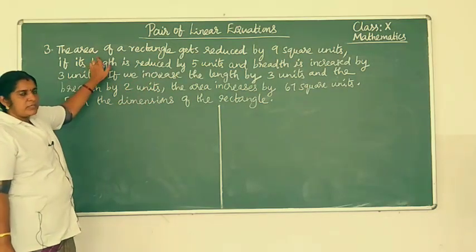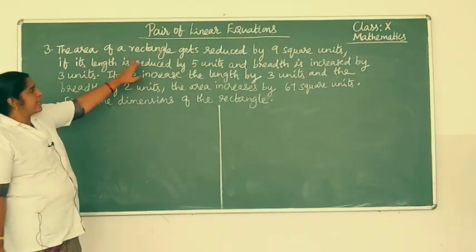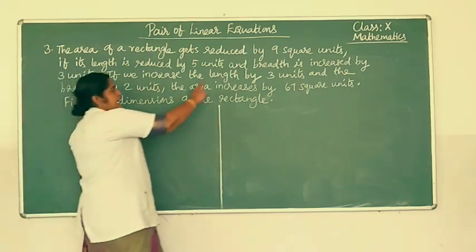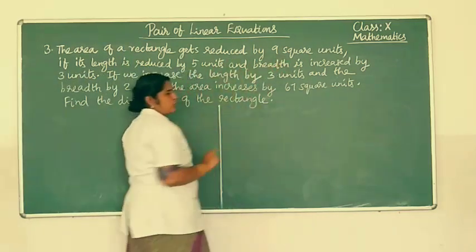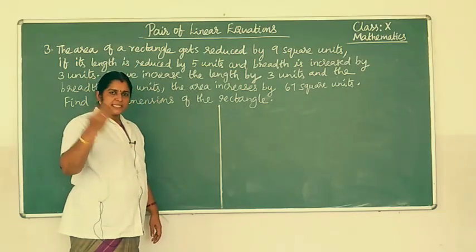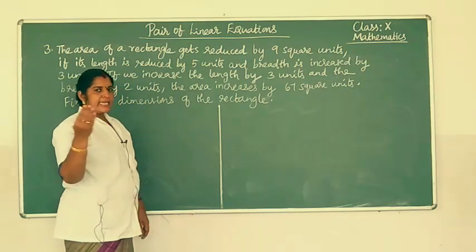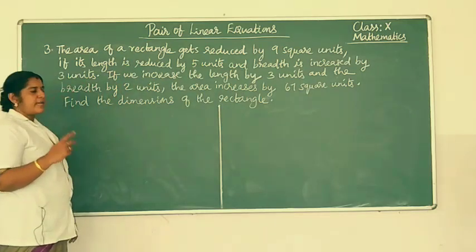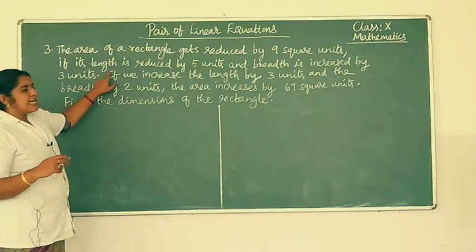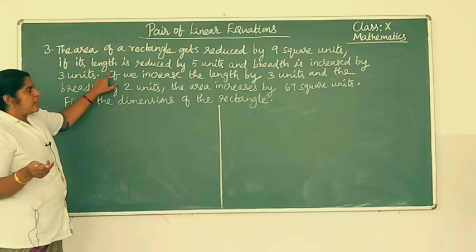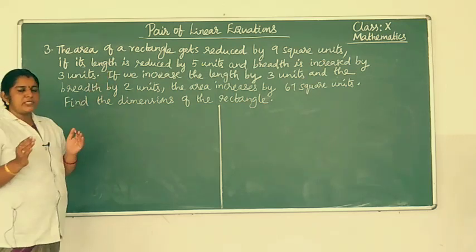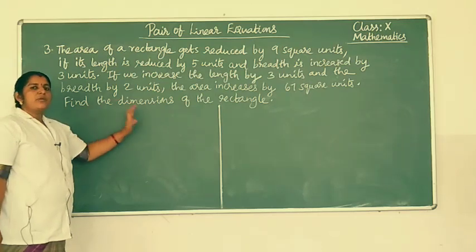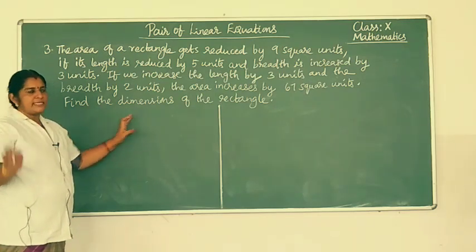So we can read the question once more. The area of a rectangle. So here area of a rectangle is reduced by 9 square units. Reduced means it is decreased. So its area gets reduced by 9 square units when its length is reduced by 5 units. So if here two dimensions, length and breadth, we are going to consider these two dimensions as two variables, x and y.